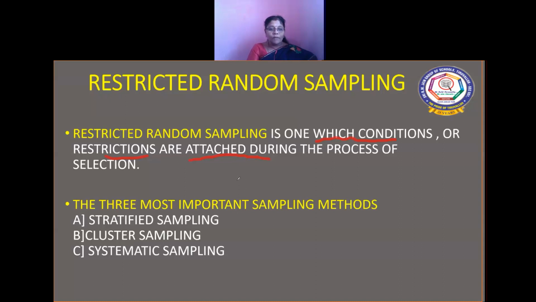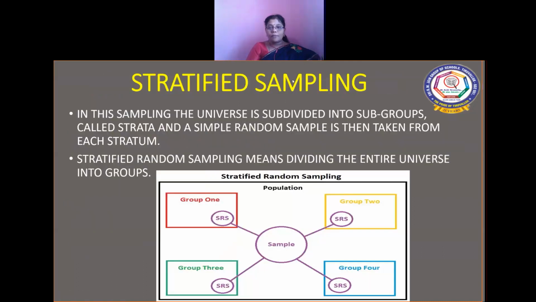There are many restricted random sampling methods. The three most important sampling methods are stratified sampling, cluster sampling, and systematic sampling. First, we are going to discuss stratified random sampling.